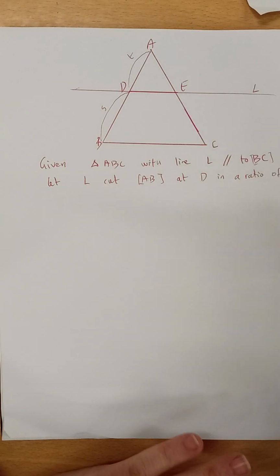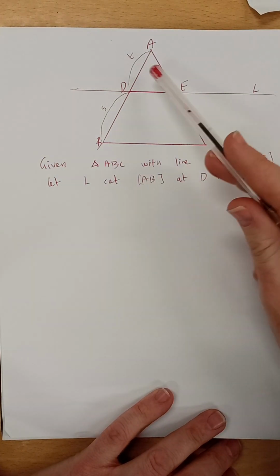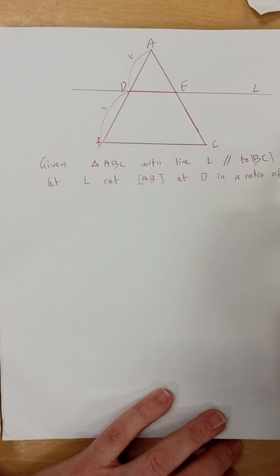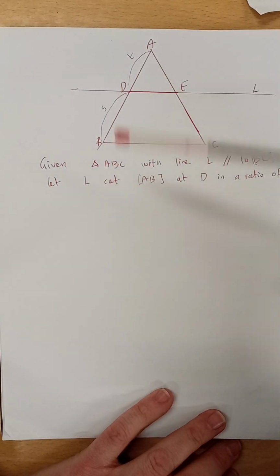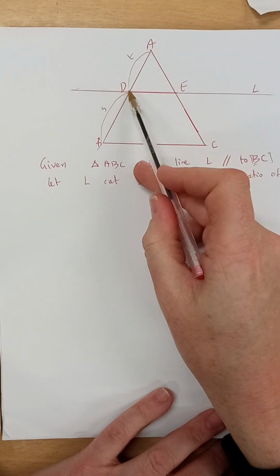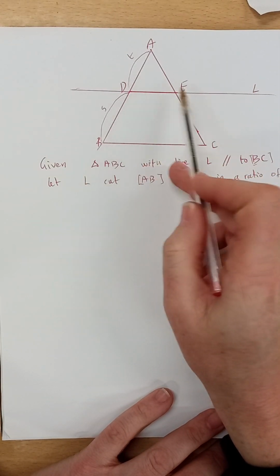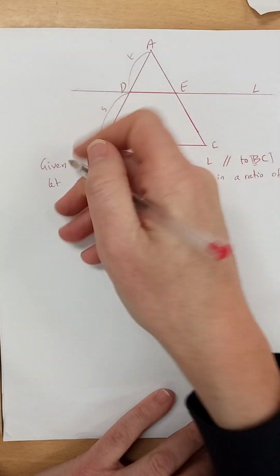Right, hello. So here we have another theorem. This one's a bit more abstract, in my opinion, anyway. So what are we given? We're given a triangle ABC. We're given a line that goes through, parallel to BC, in such a way that it creates a ratio of S to T, and all I've done is label the points of contact of this line, call them D and E. Okay, that's our given.